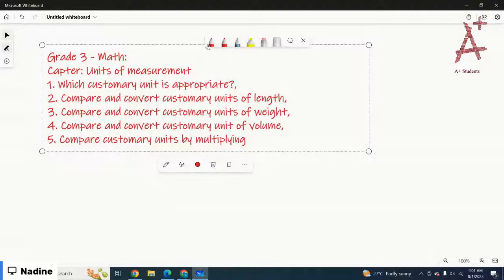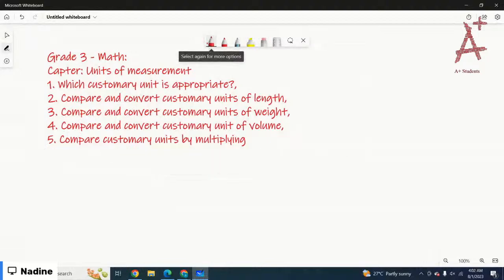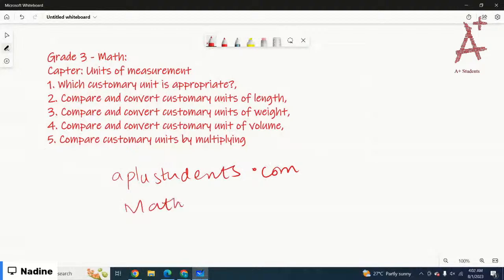You can find all the lessons on aplustudents.com. You have to log in there using your email address and password as provided by the administrator. Then you have to select math from the subject tab, scroll down to grade 3 and then click on view all lessons. So there you can find a list of the chapters. We're going to start with the chapter unit of measurements.